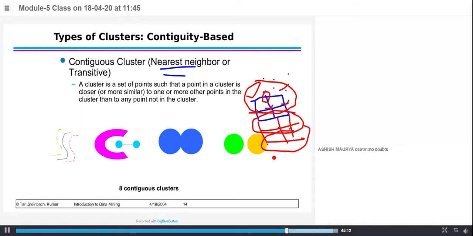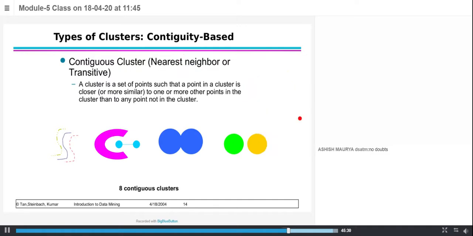If you form the clusters like this, we can say it is a nearest neighbor, which is a part of contiguous clusters. So a cluster is a set of points such that a point in a cluster is closer to one or more other points in the cluster than to any point not in the cluster.